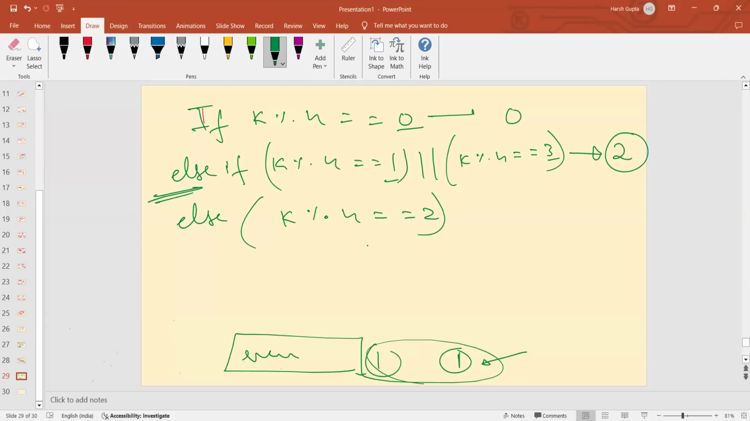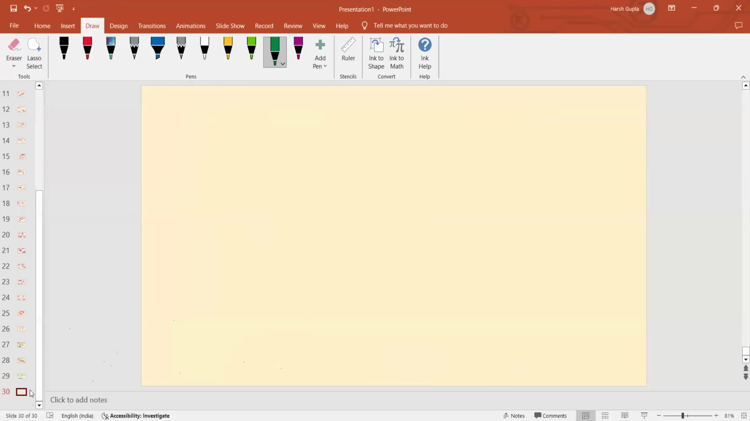Now the thing is, this does not repeat actually. This case, k modulo 4 equal to 2, is a bit tricky. Let's see how.